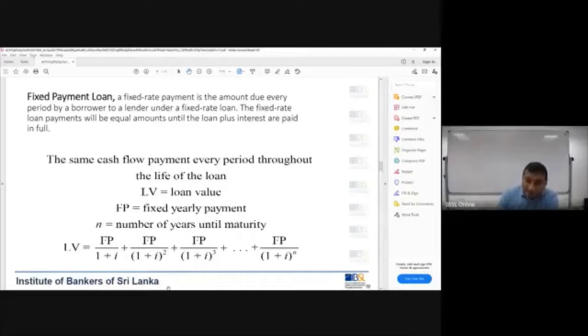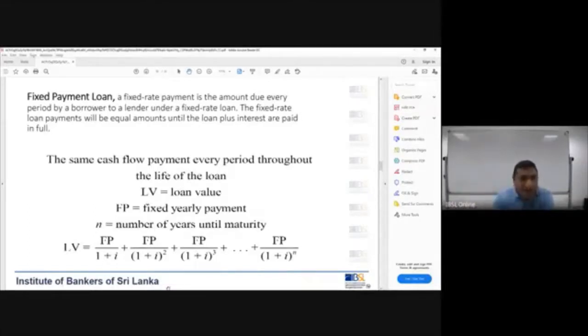Okay, so a fixed payment loan is where you pay the same cash flow every period throughout the lifetime of the loan. So loan value, you say LV, that's the equation. Fixed yearly payment, let's say FP, and n number of years until maturity. The first year you are paying, if you wanted to see the loan value being calculated, 1 plus i based on the interest rate. Second period, the payments are the same, the FPs are the same here. Loan value is also mostly known. So we have to compute in such circumstances what i is. So basically I would use the same formula that we used in the previous exercise, and we will end up with i if you see all this information.